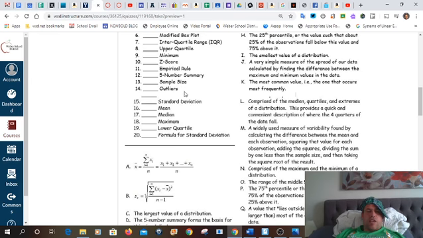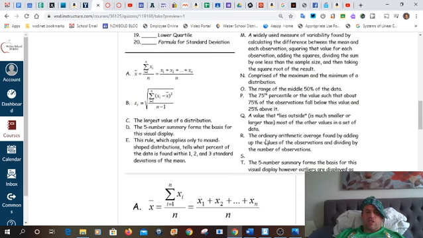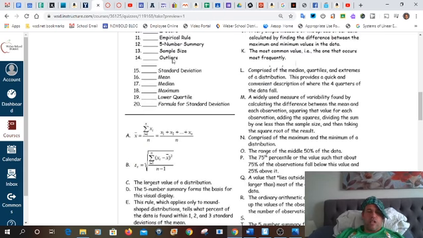Cool. Okay, so outliers now. An outlier is a value that lies outside, that is smaller or larger than most of the other data. So that's outliers, right? When you have something that's really big or really small, away from the majority of the data.